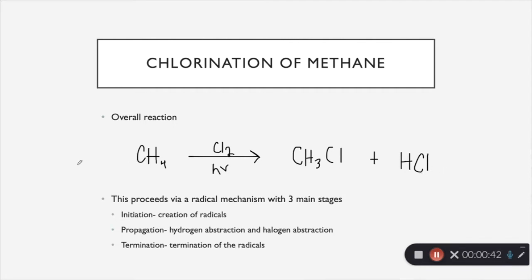So this mechanism is interesting because it happens via a radical process. And that radical process has three main steps, or three main stages. The first stage is initiation, which is where we are creating the radicals. The next stage is propagation, and this is going to be a two-step stage, and the two steps are hydrogen abstraction and halogen abstraction. And then we have termination, which will be the termination of the radicals that we produce.